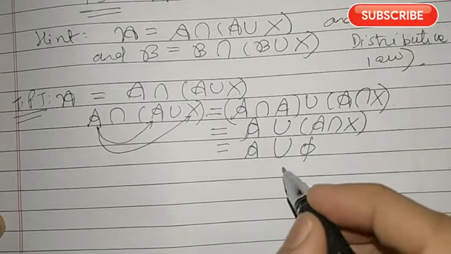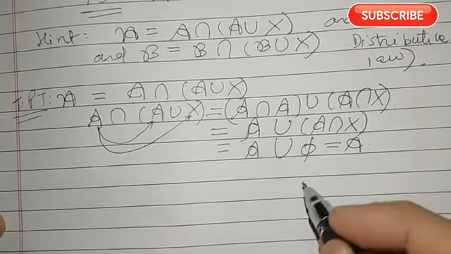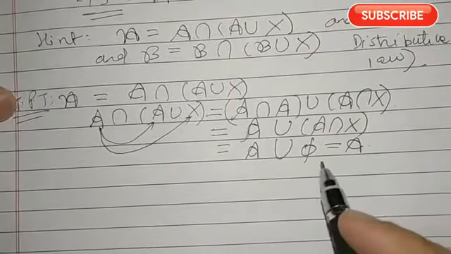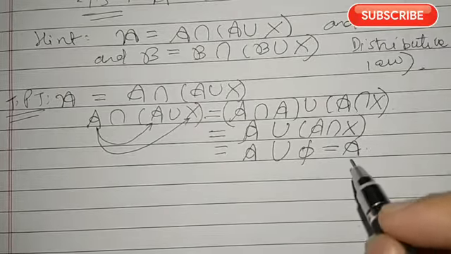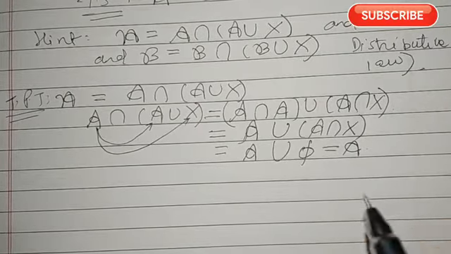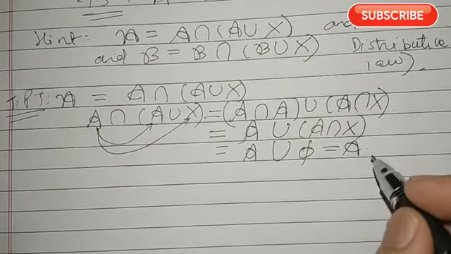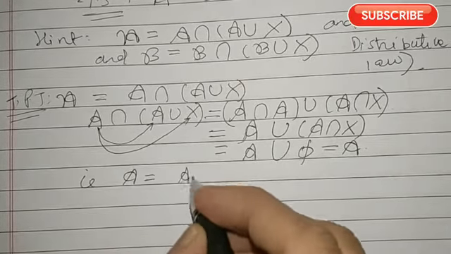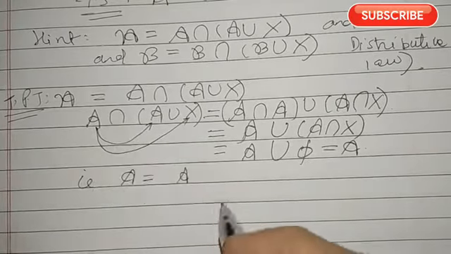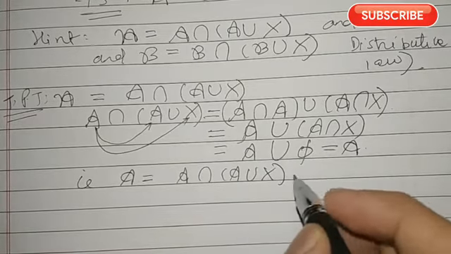So you got A union empty set, which is equal to A. A union empty set is equal to A, again by the properties of union. So what we got is that A is equal to A intersection (A union X). This is what we got.